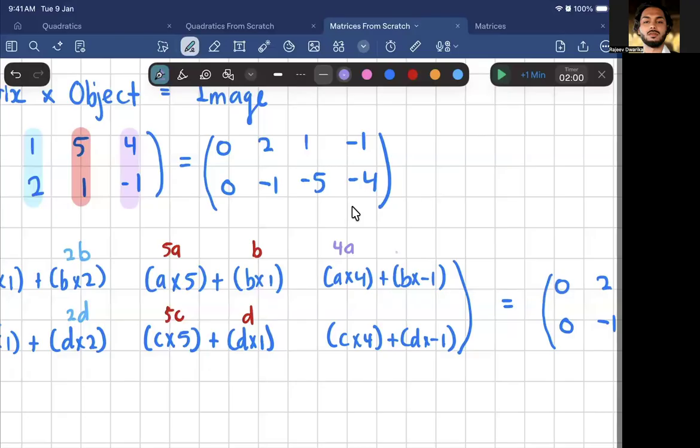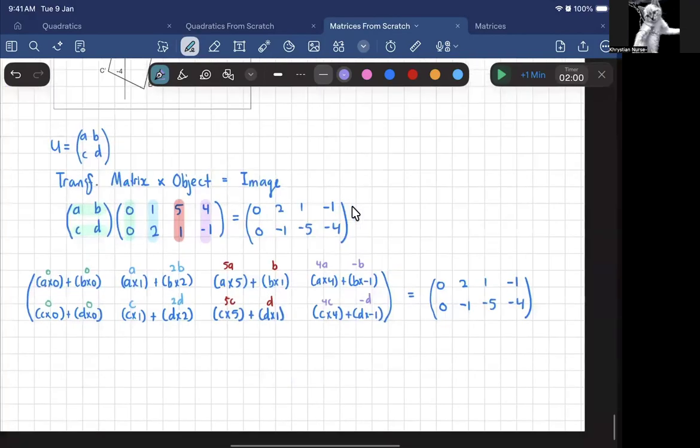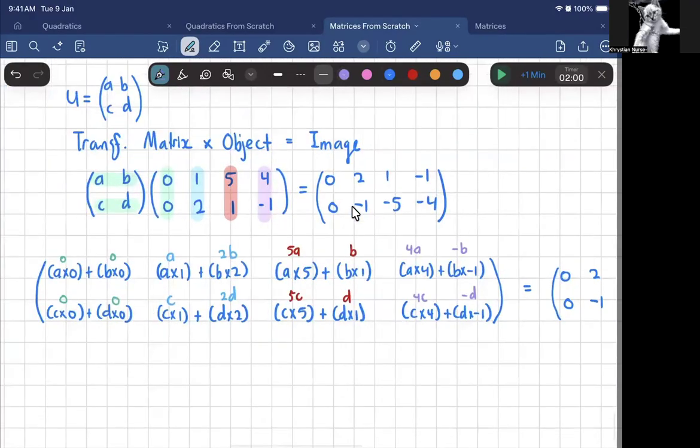Where's B by negative 1? Negative B. Where's C by 4? 4C. Where's D by minus 1? Negative D. Right. Please don't get lost.